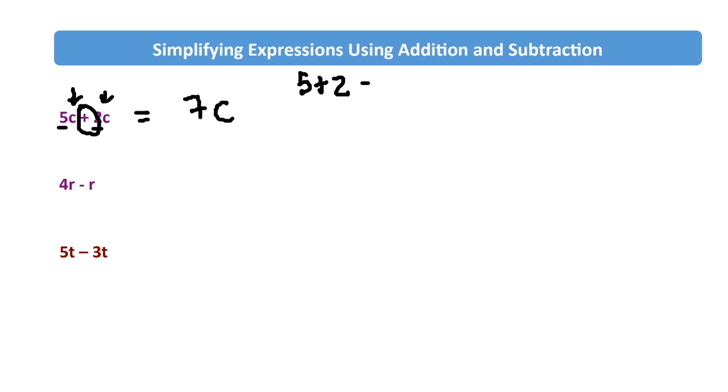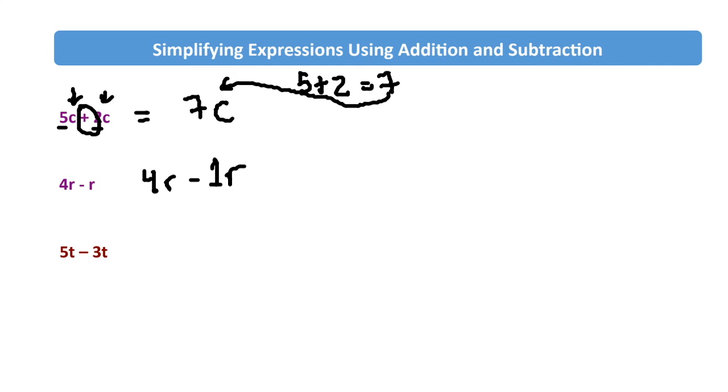Now, for this one, I'm going to write it out a bit bigger. We have 4r minus r. So the biggest thing to remember, a lot of students treat this r as a 0 because there's nothing in front. But remember, when there's nothing in front, there's actually a 1. And the operation it's telling us to do is to take away 1r.